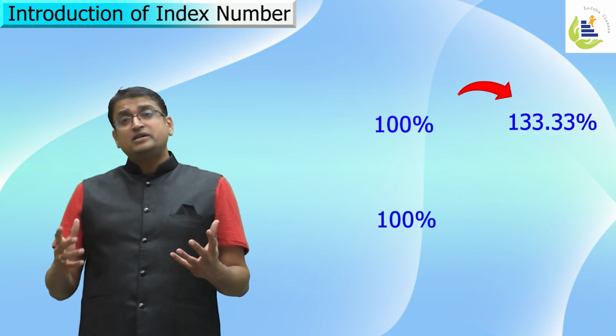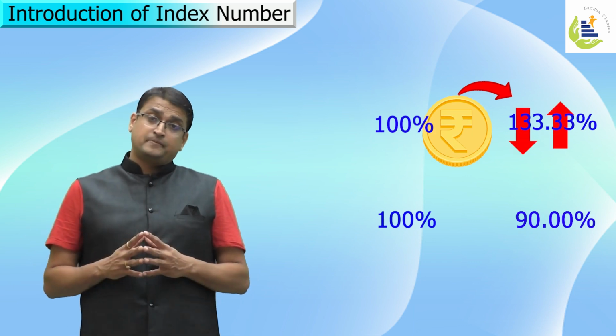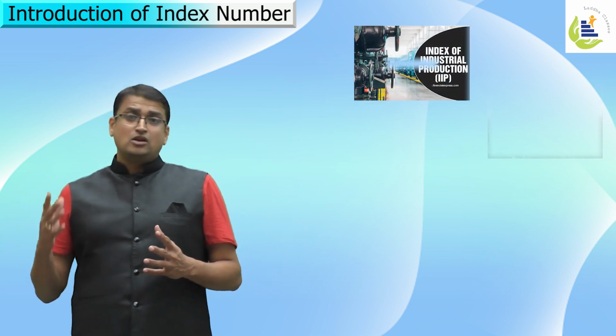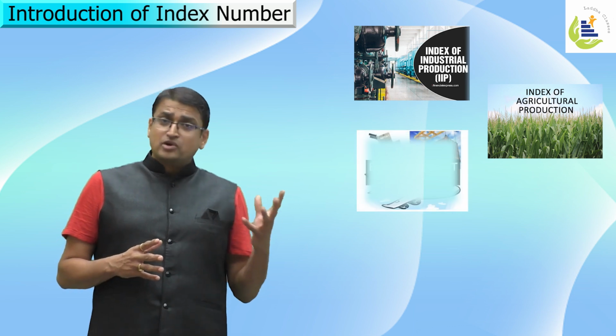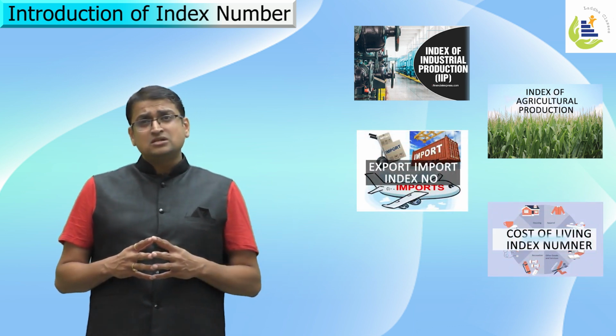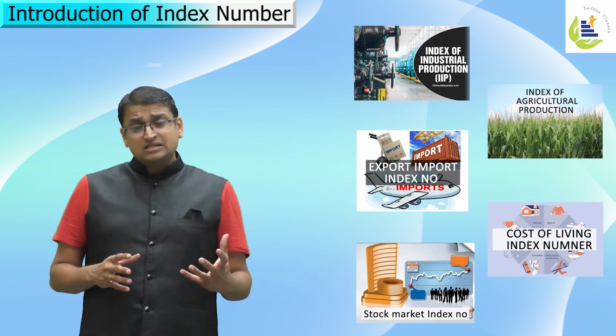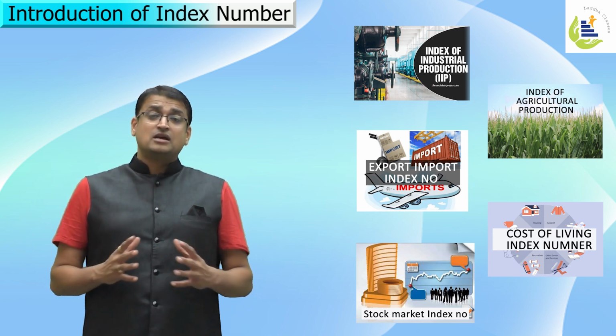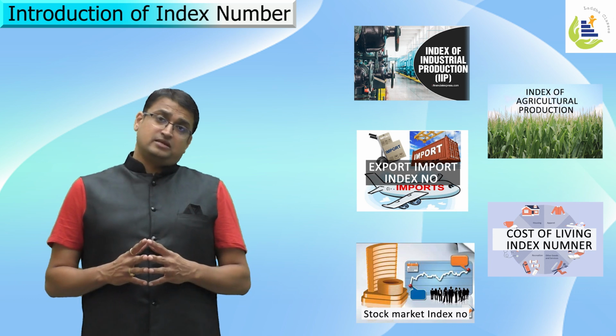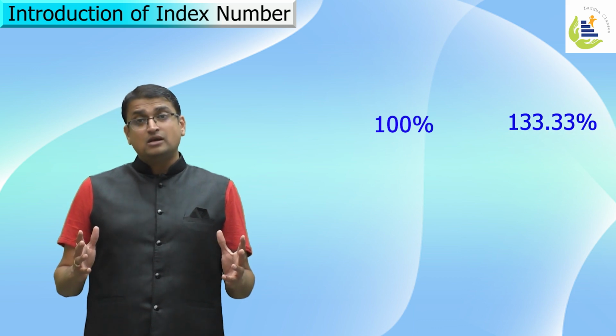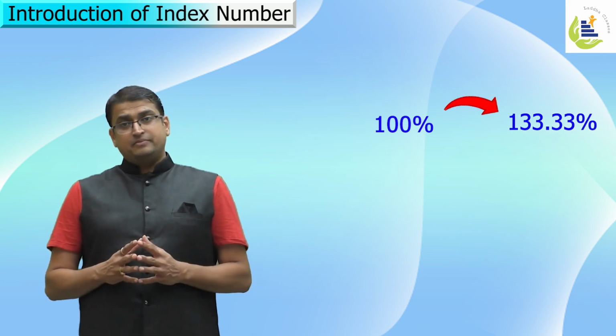Initially, index numbers were designed to calculate price changes only. But later on, its importance has evolved, and now we study index numbers in a wide variety of economic areas, starting with industrial or agricultural production, imports and exports, cost of living index numbers, stock market index numbers, and the list doesn't end. So index number is a widely used statistical device by economists in a variety of areas. It studies the economic variable or group of economic variables through changes over a period of time.